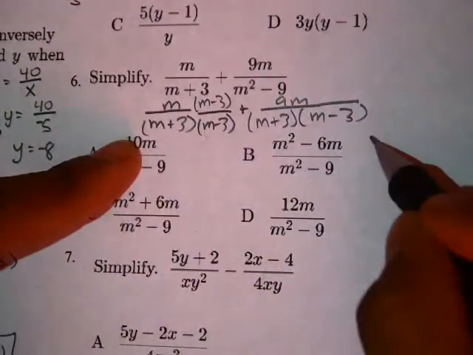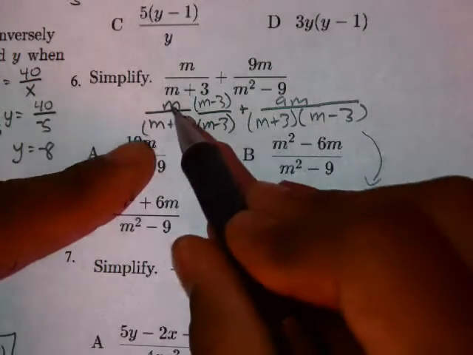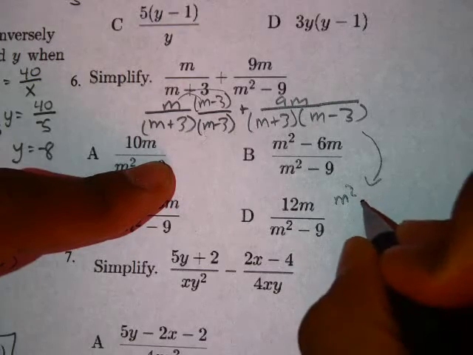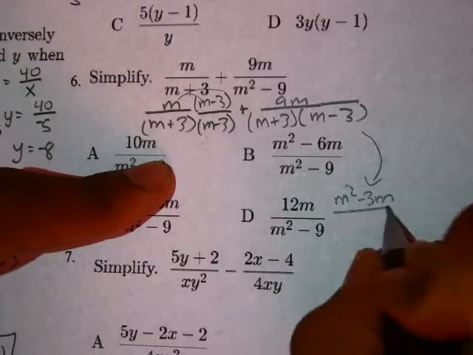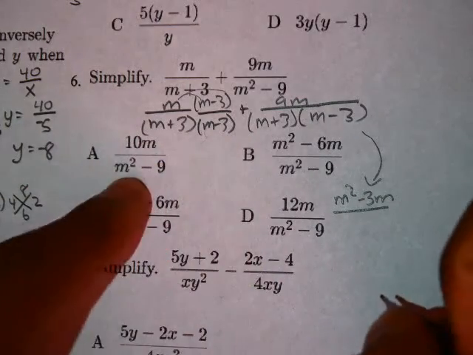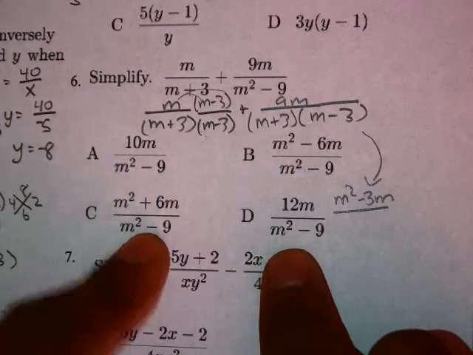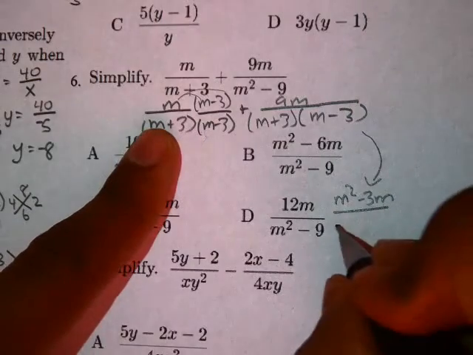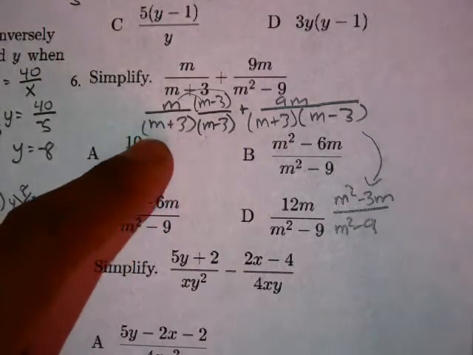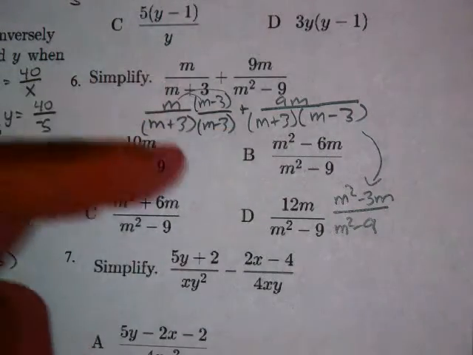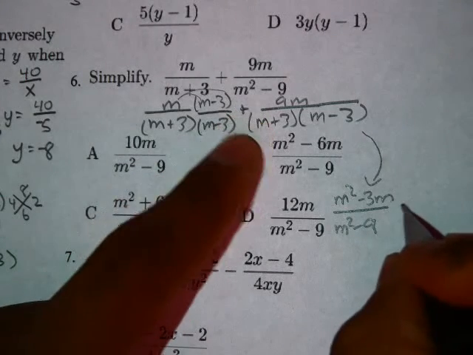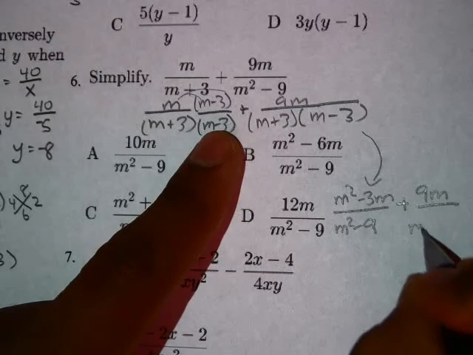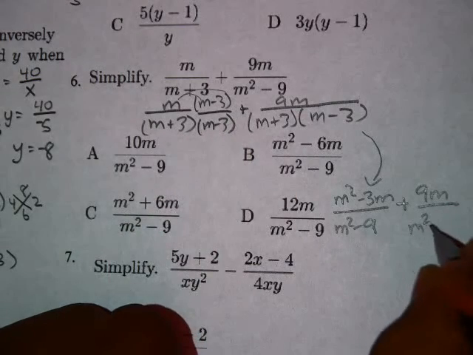So the first fraction I'm going to distribute. That's going to give me m squared minus 3m. It looks like all the answers have m squared minus 9 on the bottom, so I'm going to just go ahead and distribute that out and say that's m squared minus 9. M plus 3 times m minus 3 is m squared minus 9. And the second fraction I can keep 9m over m squared minus 9.